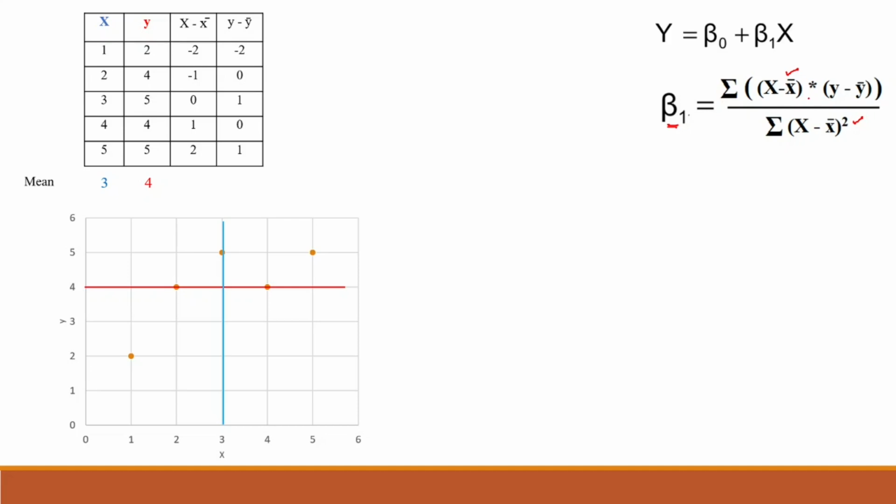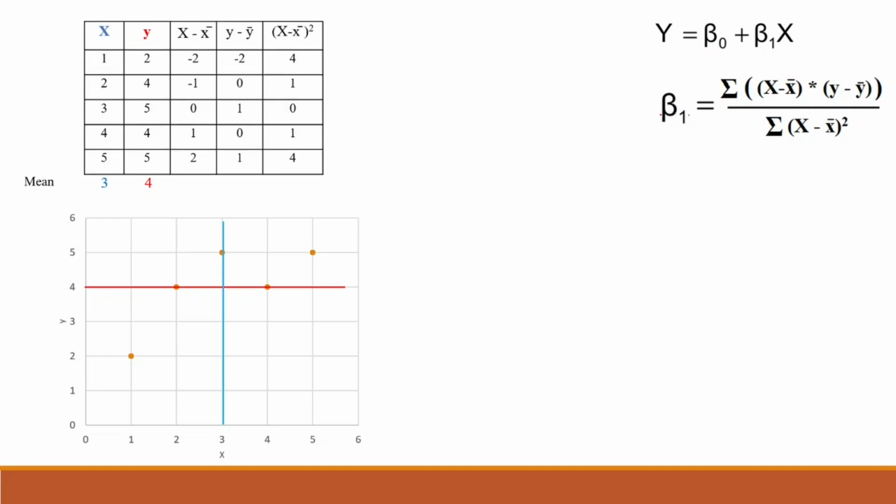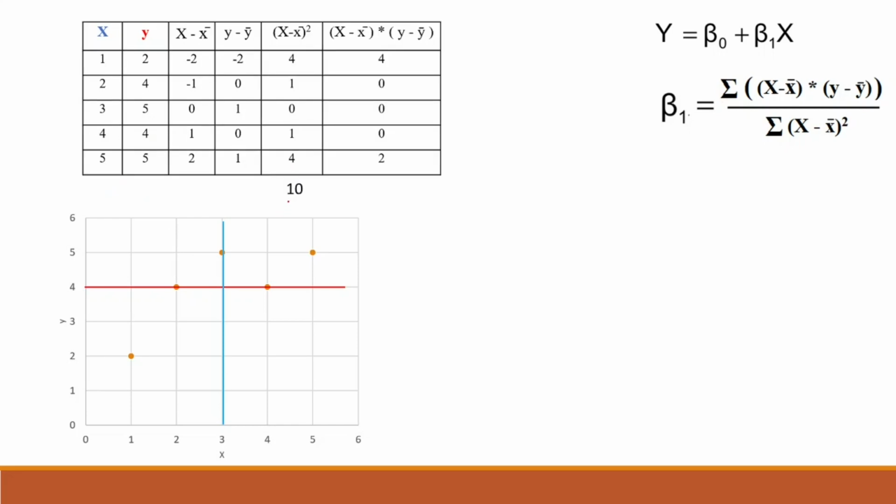Okay, so from beta 1 I should be able to calculate beta naught. We'll look into that a bit later, but first let us concentrate on the slope value. Okay, so this is x minus x bar the whole square. So I just have to square this, so I'll get a positive value. So I get 4, 1 square is 1, 0, 1 square is 1, and 2 square is 4. Then I have to form the summation. I have to add this up, which I'll get as 10.